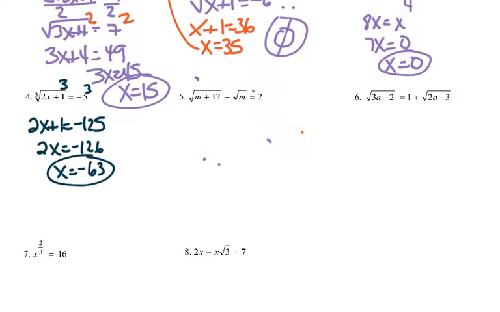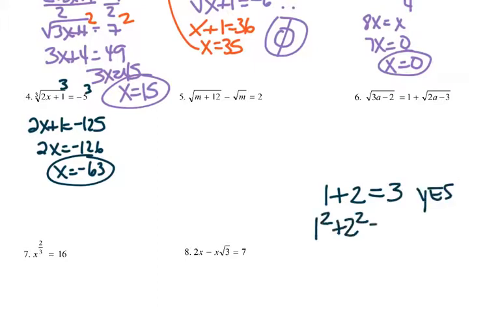So those have all been kind of simpler. When we get to number 5, now we're in the big leagues here because we have 2 square roots. What you cannot do is square everything. I'll say it again. What you cannot do is square everything. Let me just show you for a second. Do you agree that 1 plus 2 equals 3? Yes. Does that mean that 1 squared plus 2 squared equals 3 squared? No. You cannot square everything in an equation. So don't even write that down, you cannot do that.